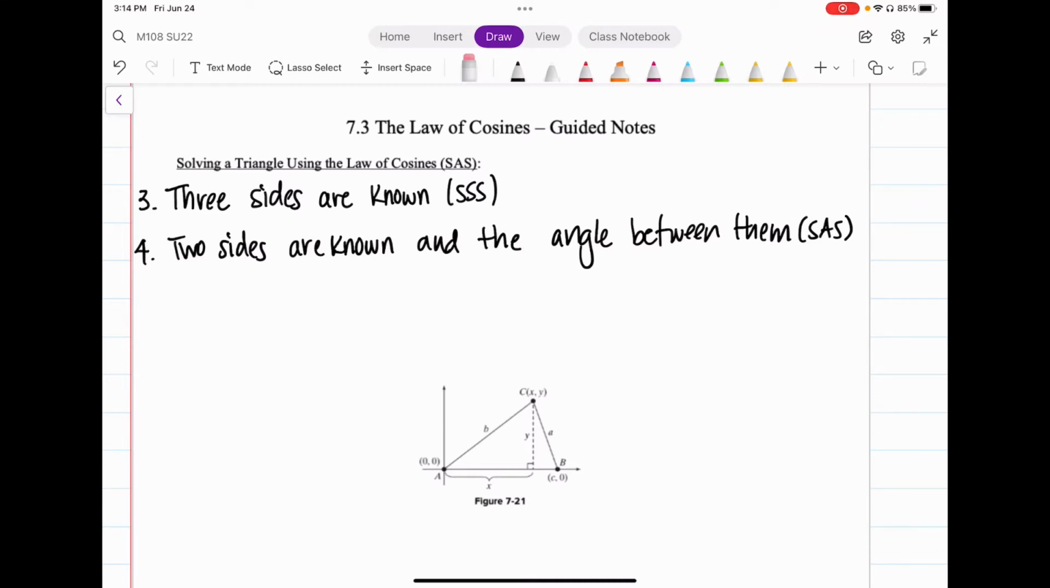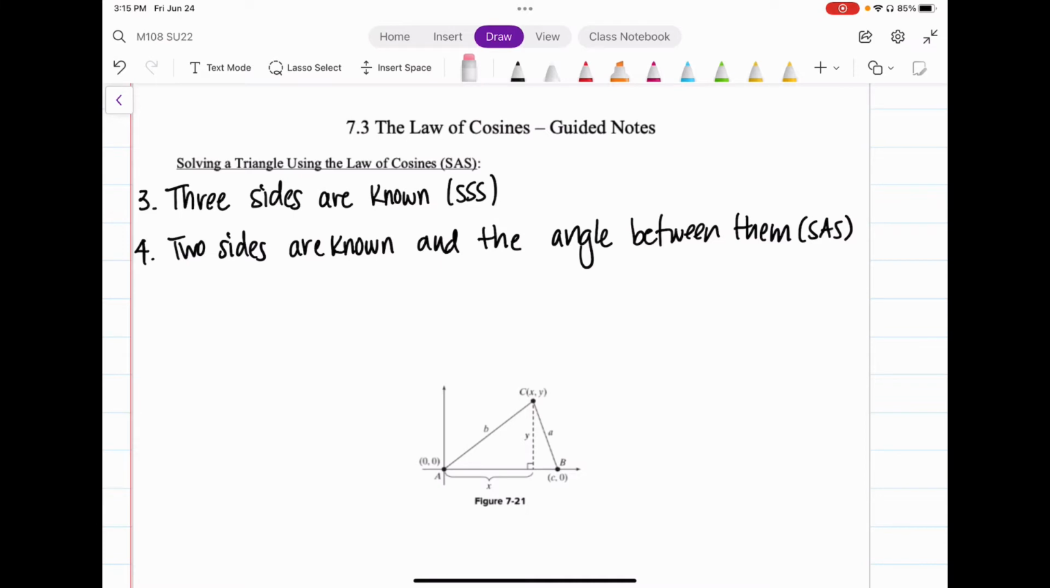So let's first imagine a triangle on the coordinate plane with its vertex at 0, 0. The triangle is labeled ABC. Point A is at the origin, has x coordinate 0, y coordinate 0. Point B is on the x-axis, and the distance between A and B is c because the coordinate is (c, 0). And then we have a point in between A and B that is above the x-axis that we'll label C with x coordinate x and y coordinate y.